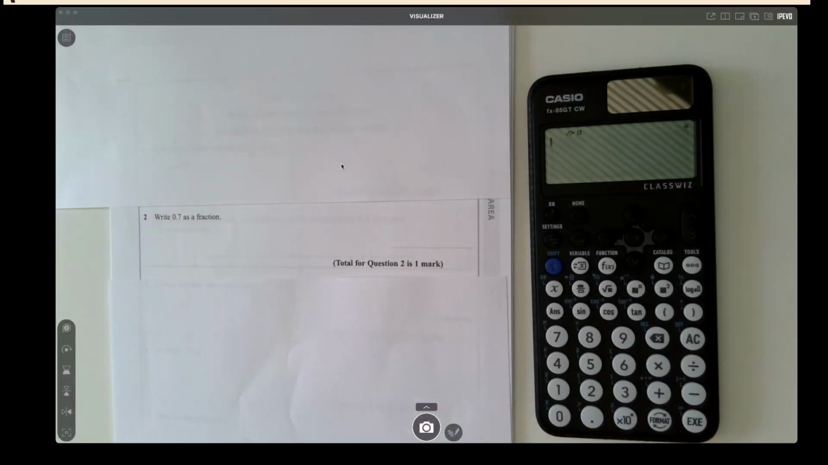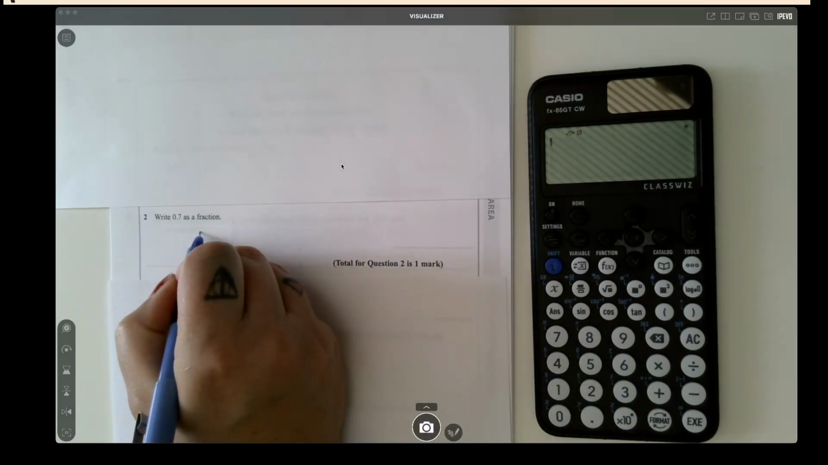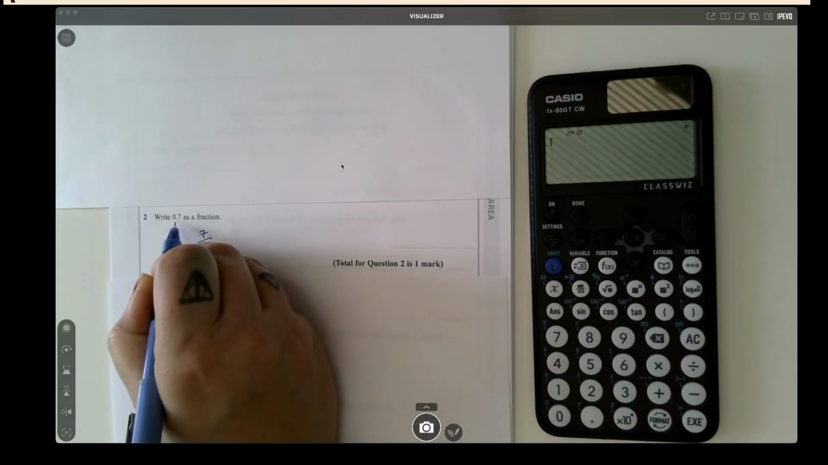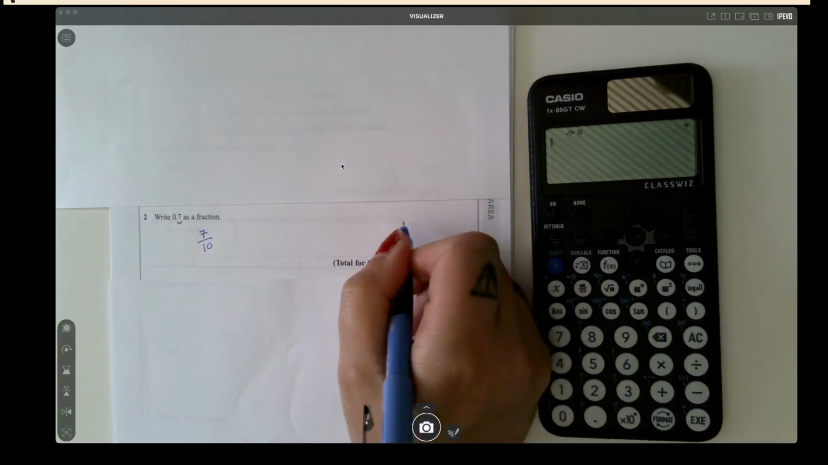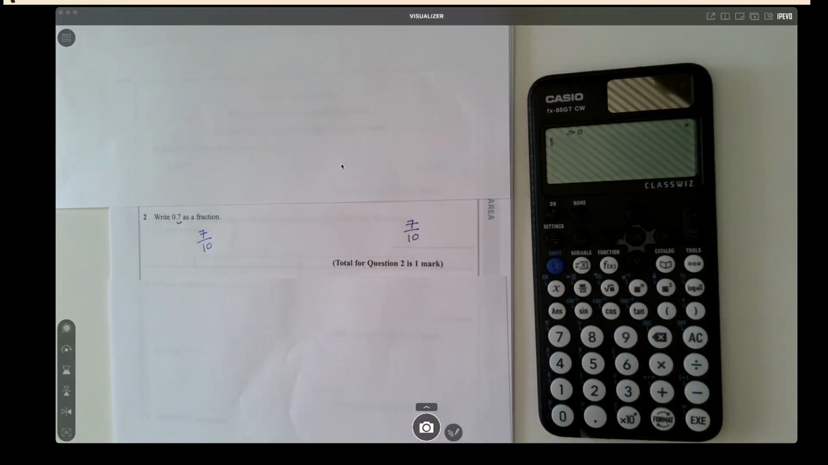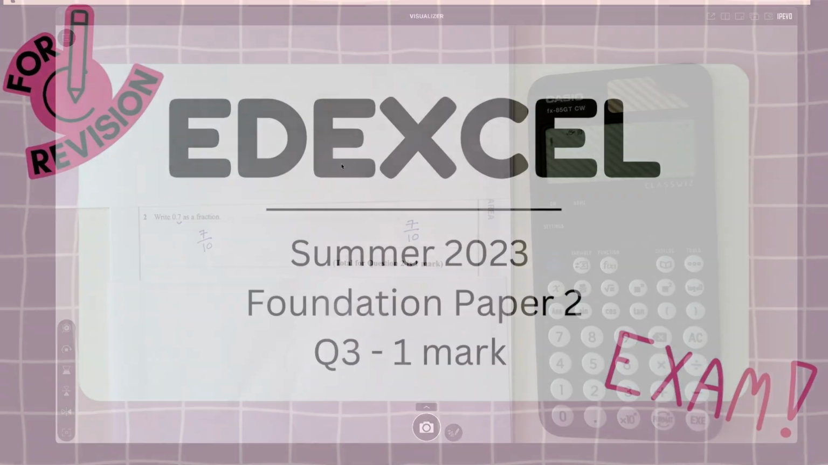Question 2. Write 0.7 as a fraction. So we're going to write it as 7 over 10 because there is one decimal place. So 7 over 10 on our answer line.